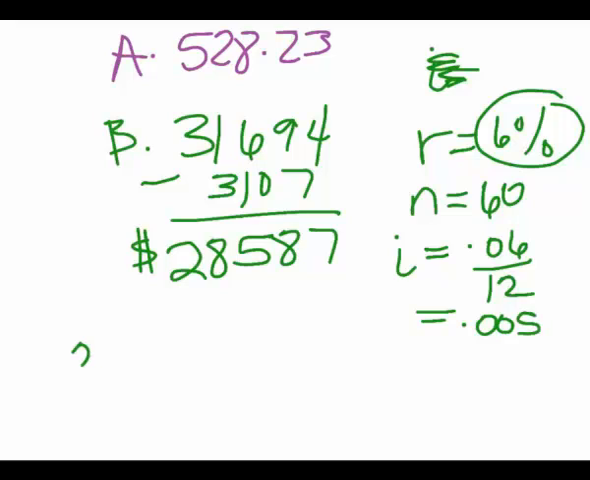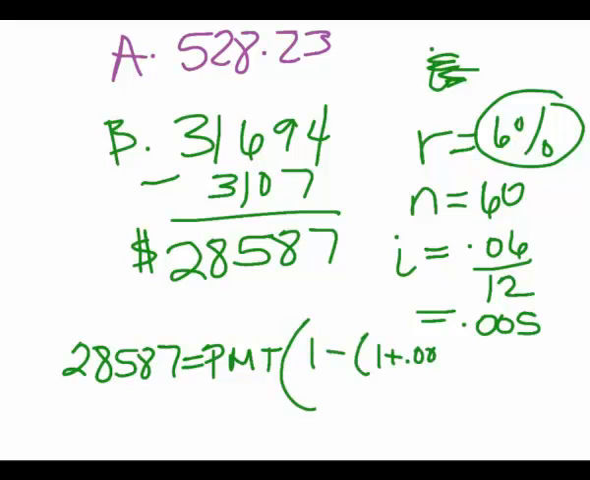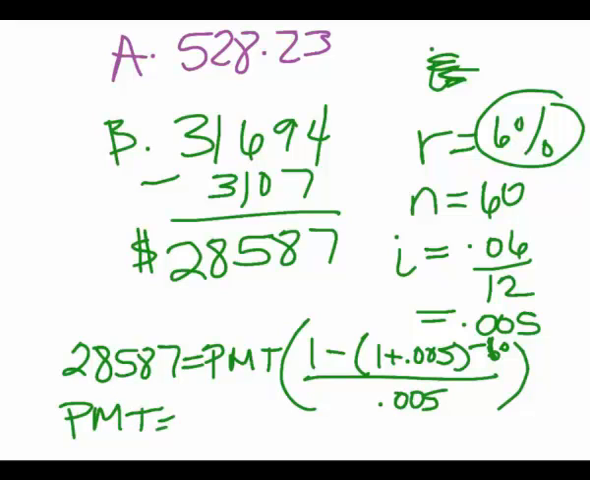Okay, so now I'm ready. I know my loan amount is $28,587, and that equals my payment, which we're looking for so we can compare it. Open parentheses, 1 minus (1 plus 0.005) to the negative 60 power, all over 0.005. And I get that the payment will be $552.67. So if you look at it, plan A is better.